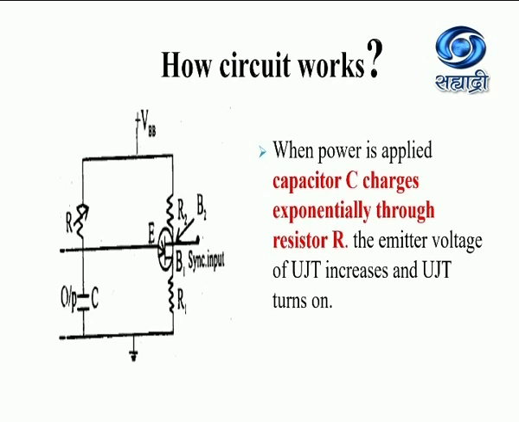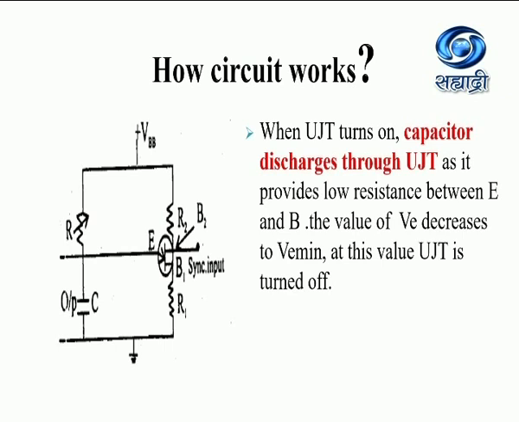When power is applied, capacitor C charges exponentially through resistor R, the emitter voltage of the UJT increases, and the UJT turns on. When the UJT turns on, the capacitor discharges through the UJT as it provides low resistance between E and B1, and the value of VE decreases to VE min. At this value the UJT turns off. So it acts as a switch: in one case it is in switch-on mode and in the other case it switches off.